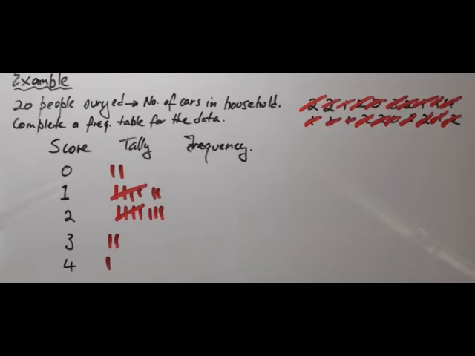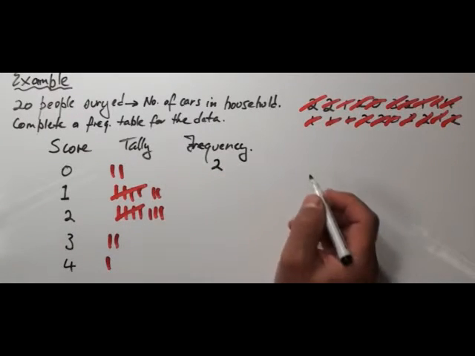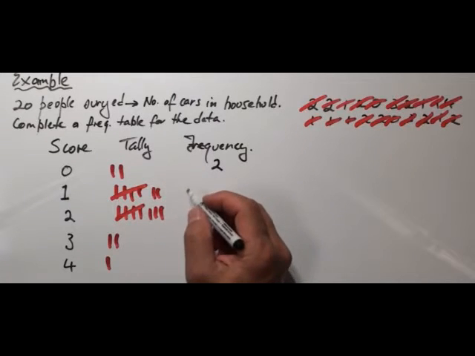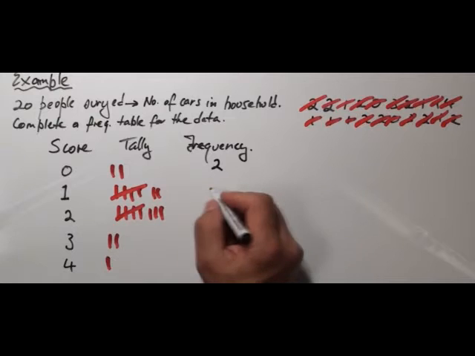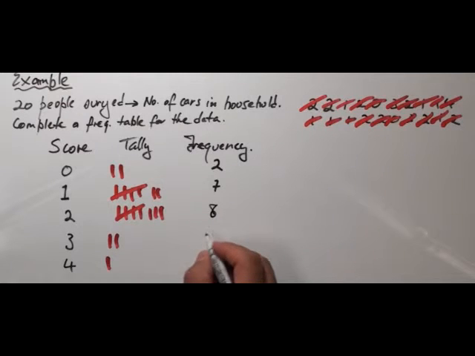Now we can write the frequencies of our scores. So how many 0s do we have? 2. So that means 2 households have 0 cars. And here we've got 7 households that have 1 car, 8 households that have 2 cars, 2 households that have 3, and 1 household that has 4 cars.